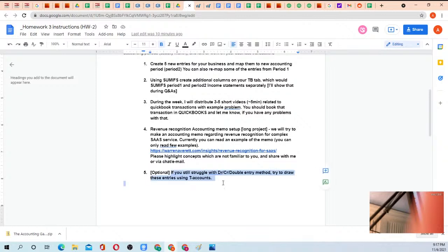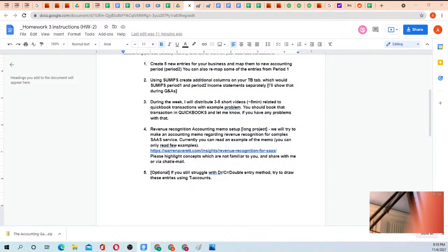Okay. And the last task was from today's exercise. We take a look at T accounts. T accounts are, in my view, somewhat a thing of the past. However, it might be a good learning exercise if you are not familiar with debits and credits. So if you struggle with debits and credits, you can do that part as your homework. Just draw T accounts.